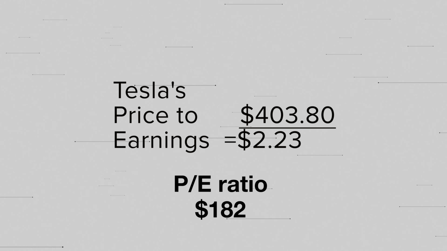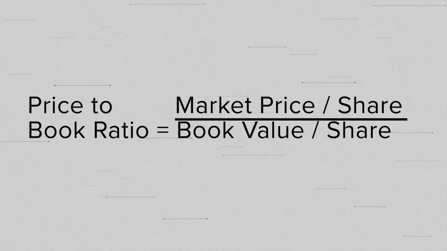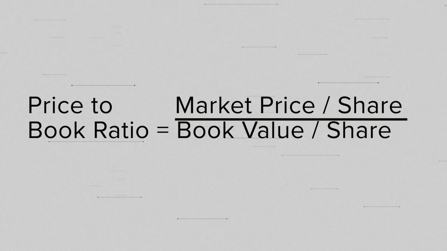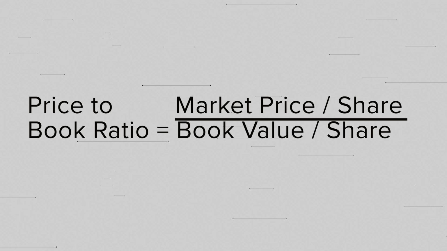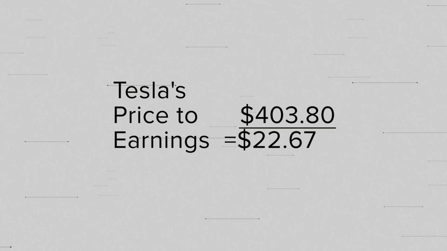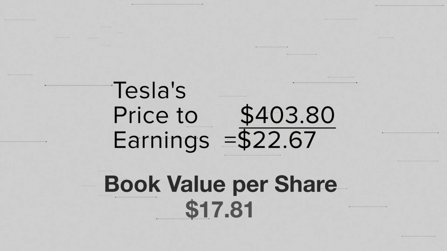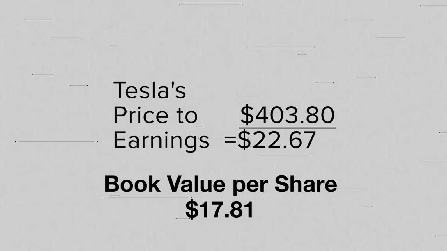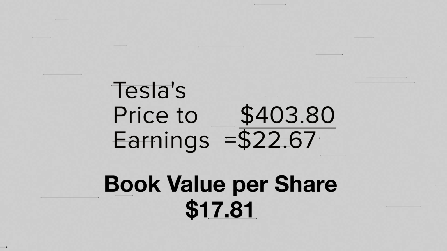Next up is price to book ratio. This formula is going to be the market price per share divided by the book value per share. A PB under 1 can mean the market values your company below its actual assets, a potential bargain, or maybe even a warning sign. So if we take Tesla's year-end $403 market price and divide it by the book value per share of $22.67, we come out with a 17.81 ratio.